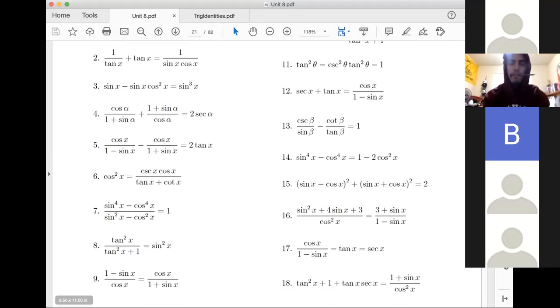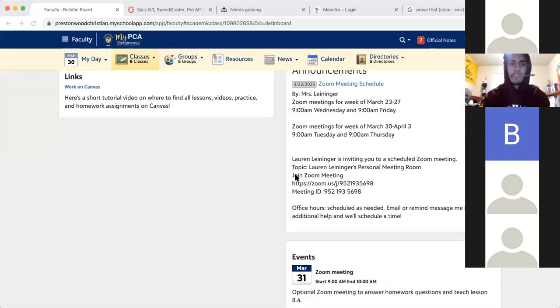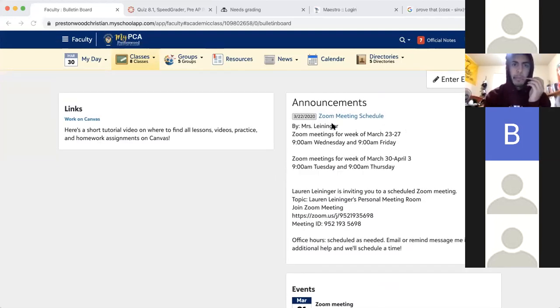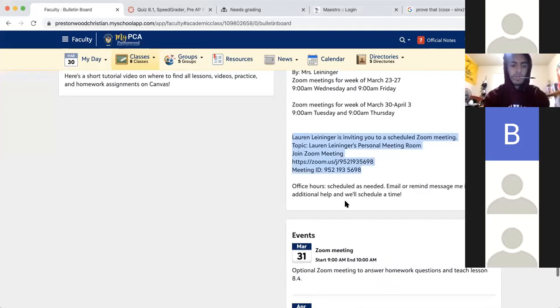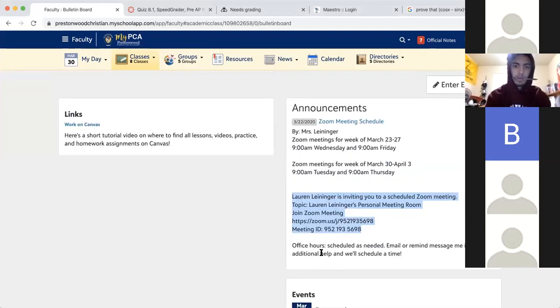So if I look at my PCA here, let me try to share this. I'm actually going to share this so that y'all can see it too. This is what I have on the bulletin board now. There's a link to a video on where to find stuff on Canvas if you need help with that. There's the Zoom meeting schedule up here. And under here, I have the link and everything because it's the same Zoom meeting room every time. And then I've put the Zoom meetings on the calendar as well.